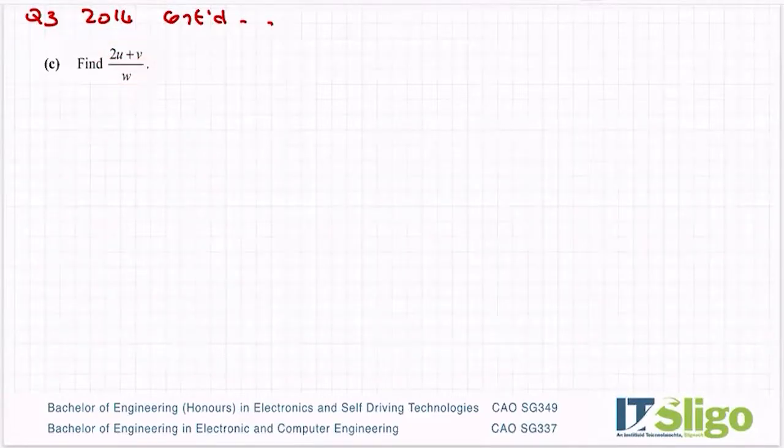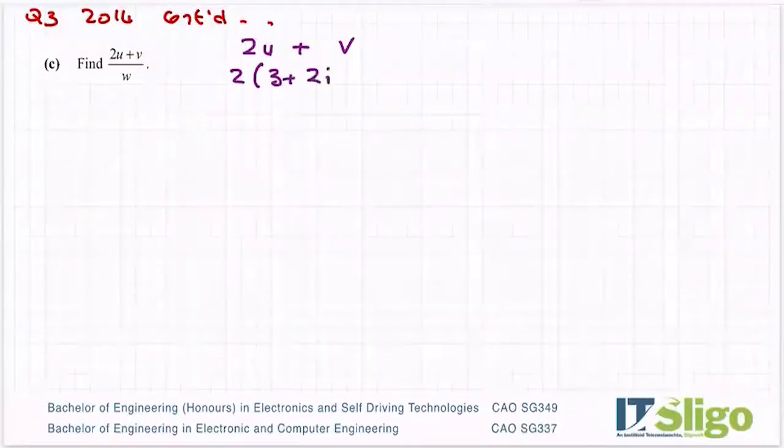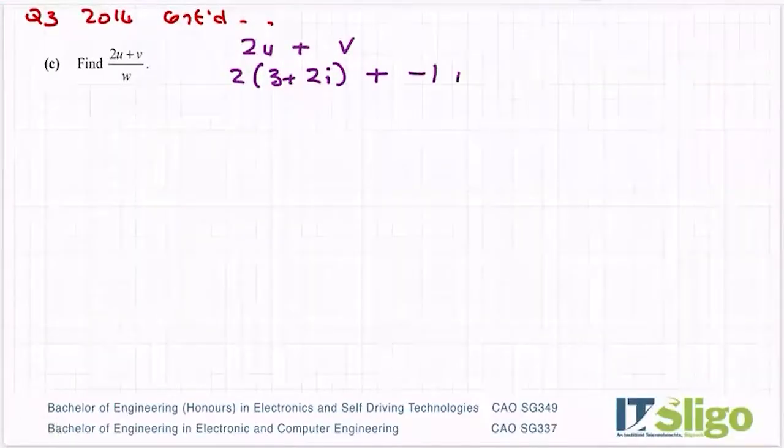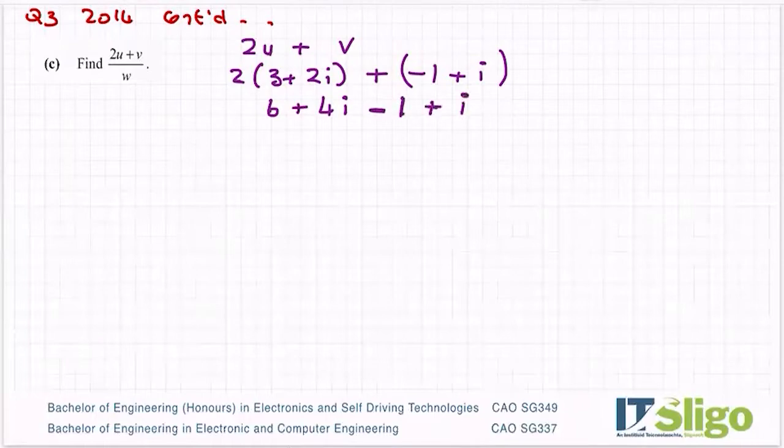So let's work out what is 2u plus v, okay? So that means multiply u by 2. So instead of u, I'm putting in 3 plus 2i, and I'm adding to that v, minus 1 plus i. Okay, and you can put it in a bracket for yourself if you want. So it's just a plus because that lies in between them. So 2 3s are 6, 2 by 2i, 2 2s are 4i, plus minus 1, so signs are different, so it's a minus, plus i, plus, signs are the same, so it's a plus.